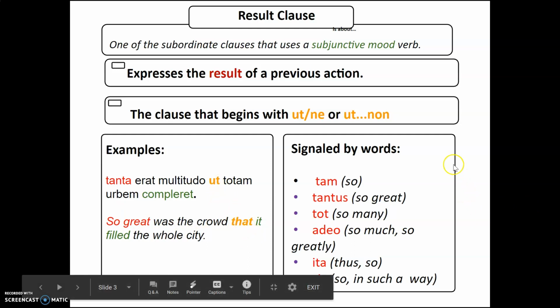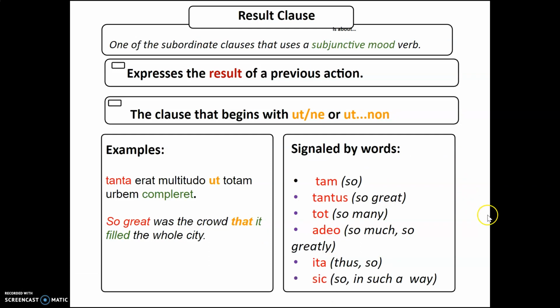So, signaling words. These are the words that you need to memorize. Repeat after me. Tam, tantus, tot, adeo, ita, sic.